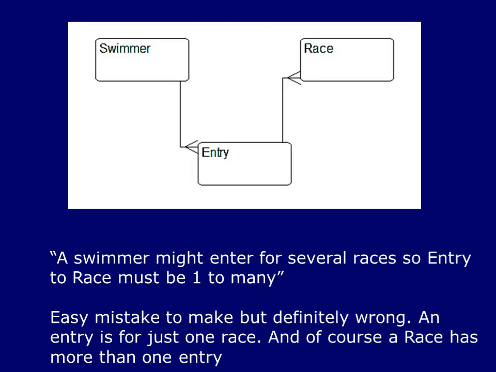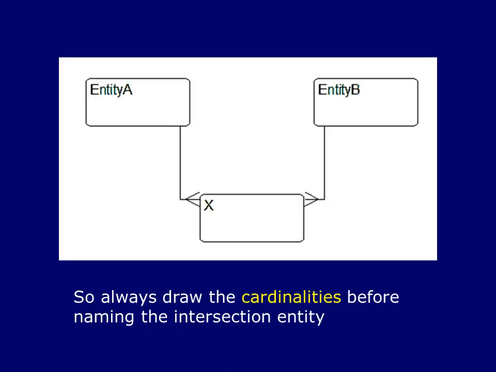If you give it a name too soon, here we gave it a name, entry, because we thought we don't need to put X. The thing between swimmer and race is entry. But as soon as you do that, you say to yourself, well, a swimmer might enter several races, so obviously the relationship between entry and race must be one to many. And you make a mistake, of course, because when you come to look at it, it's definitely wrong, isn't it? An entry is just for one race. And what cinches it is, of course, a race has got to have more than one entry in it. So we made a mistake, and we made a mistake because we wrote entry too soon.